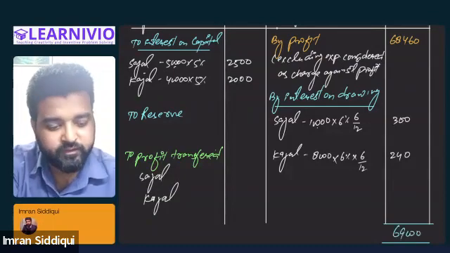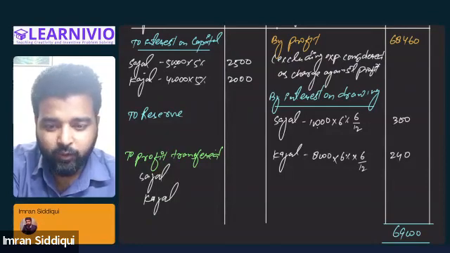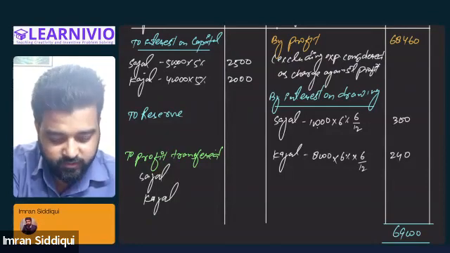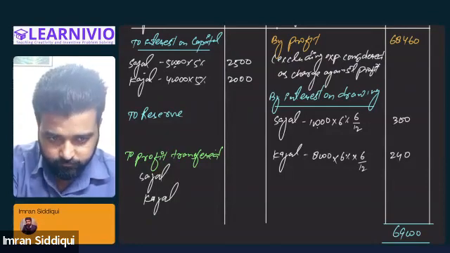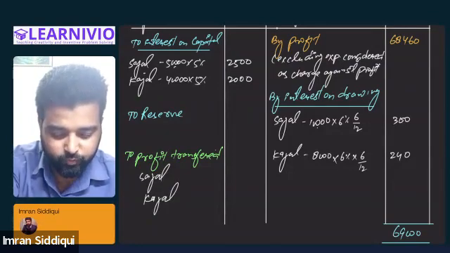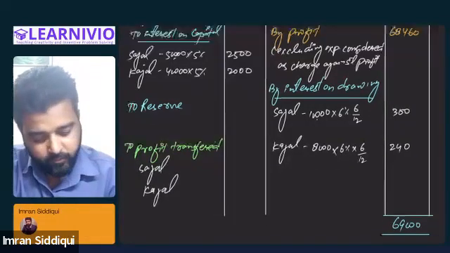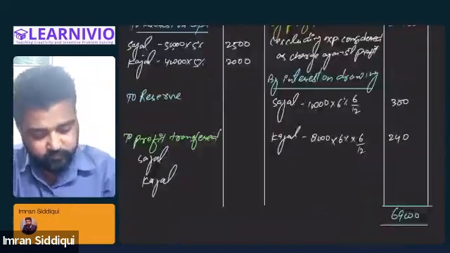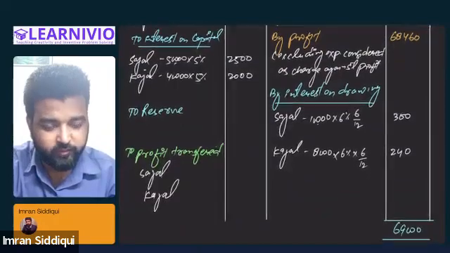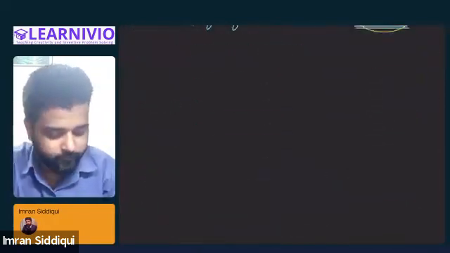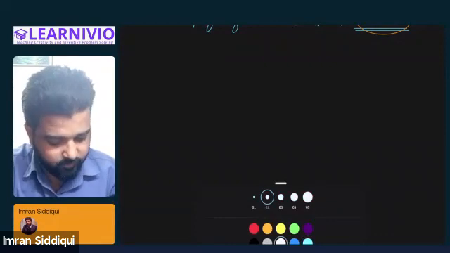Okay. And out of 69,000, we'll subtract all the debit side values, which is given in the question. On the debit side, you can see we have only two values, 2,500 and 2,000. So out of 69,000, we'll subtract 4,500. After subtracting 4,500, the remaining profit will be 64,500. Let me show you this way.